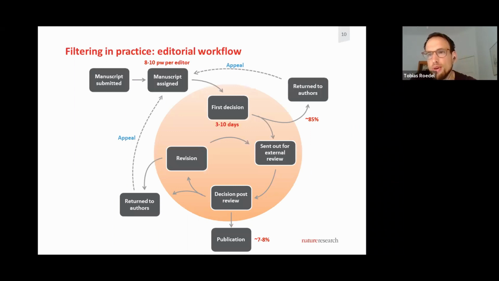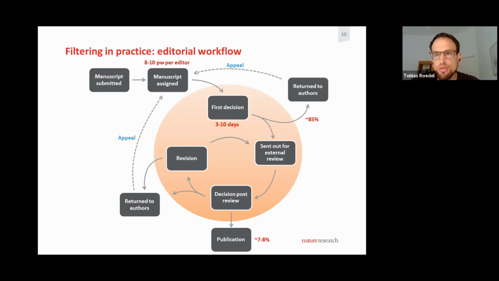Okay, now I will talk about how the filtering works in practice. If you have any questions related to this first part of my talk, please ask them now. Because now I will talk about the editorial workflow. And again, if you have questions about a specific part of this workflow, please ask them. Otherwise, I will just go through them step by step.